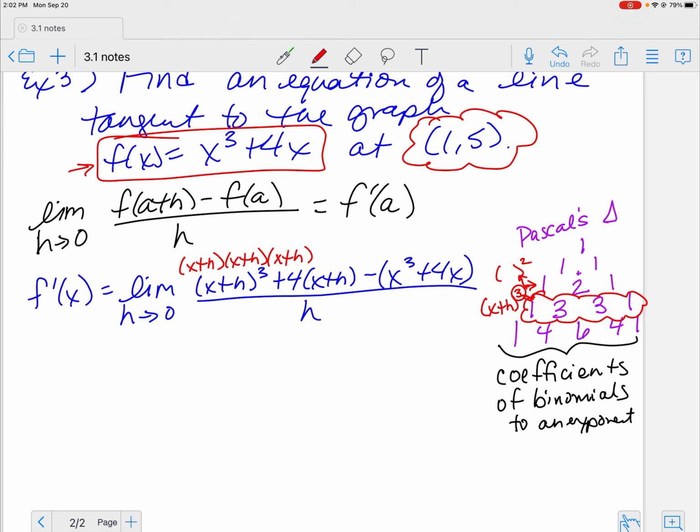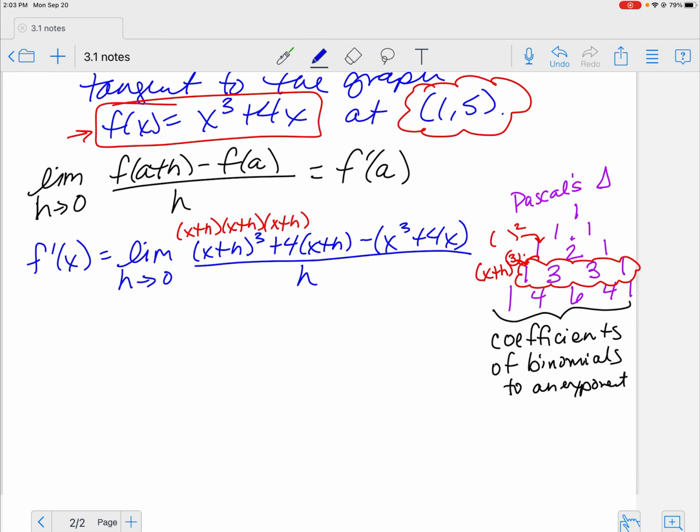This one goes up. Oh, that looks confusing. So this cubed, those are going to be my coefficients. And then you go with the exponents. So it looks like this.